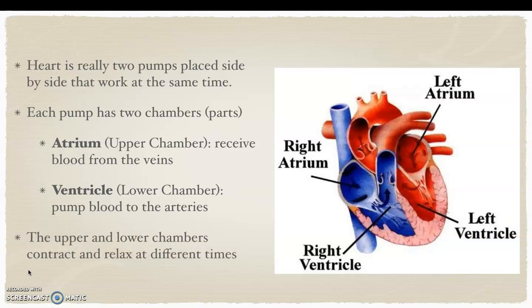Moving on, the upper and the lower chambers will contract and relax at different times. It's because they have different jobs. When the atrium contracts, our ventricle will relax, and when the atrium relaxes, our ventricle will contract, because they have different jobs and are working at different times. So moving on, let's learn about why. Why does that actually happen?